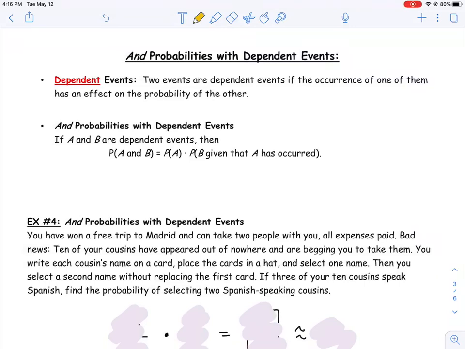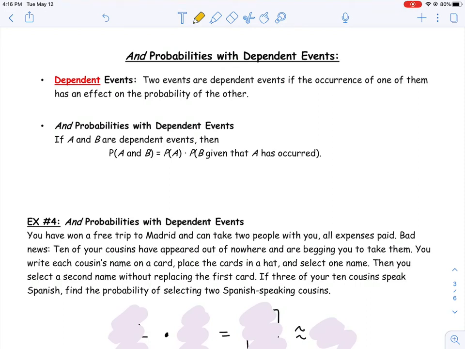Right, here's our second video of 11.7. Remember in our first video we talked about independent events, where the outcome of the second one is not affected by what happened the first time. Now we're going to talk about what we call dependent events, where two events are dependent if the occurrence of one of them has an effect on the probability of the other. So whatever happened first determines or could determine or change the outcome of what happened second. They depend on each other, okay?